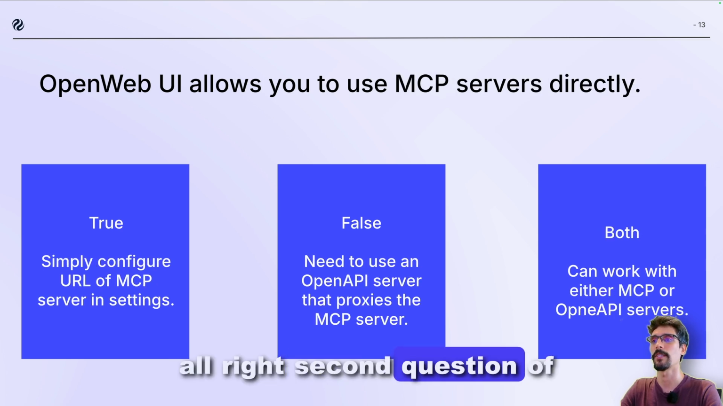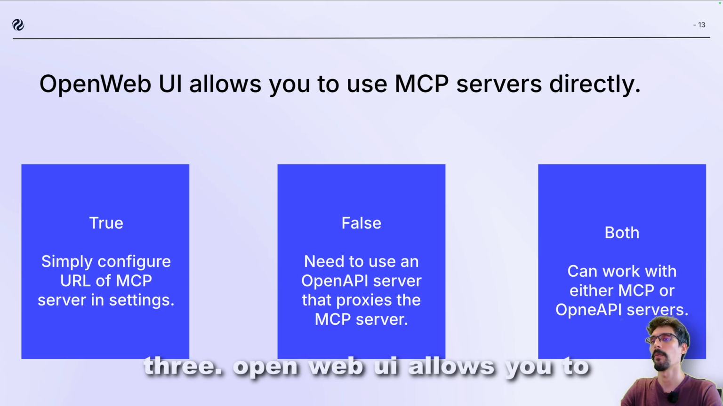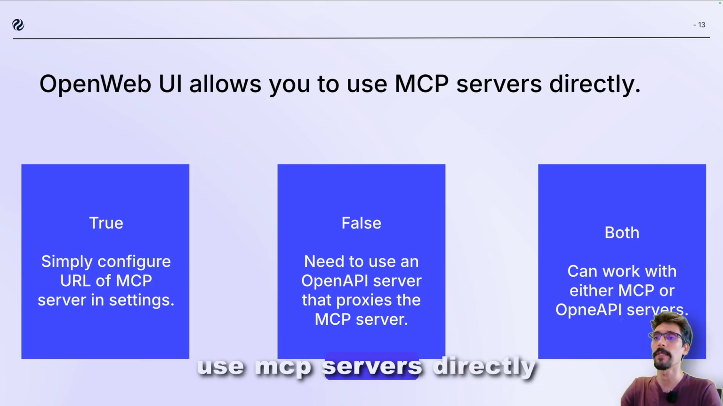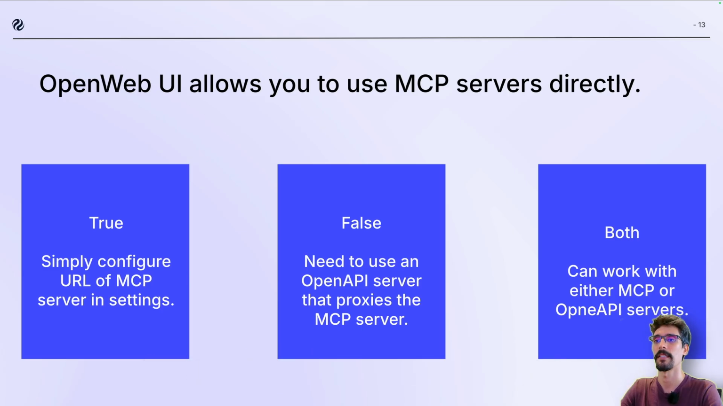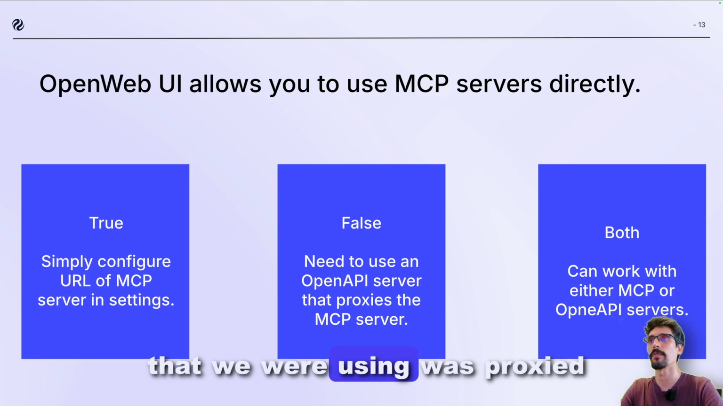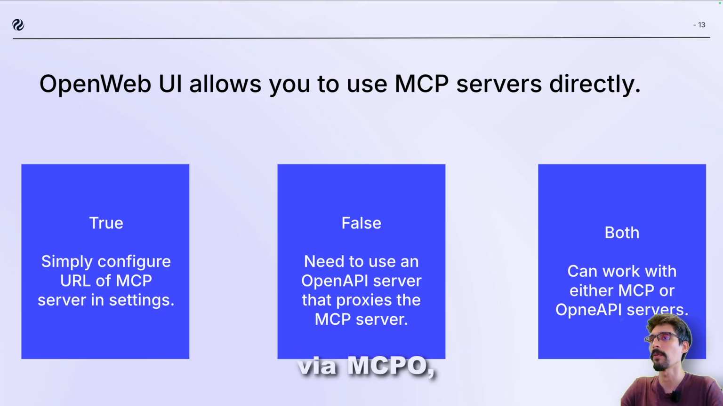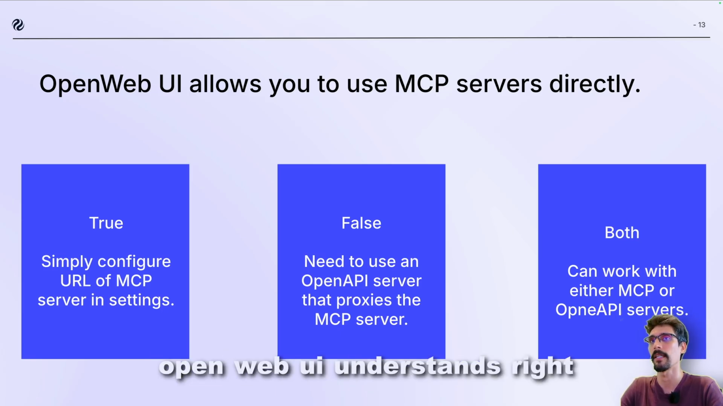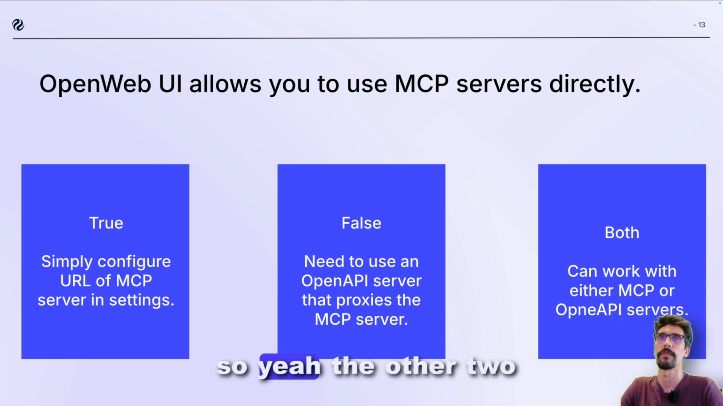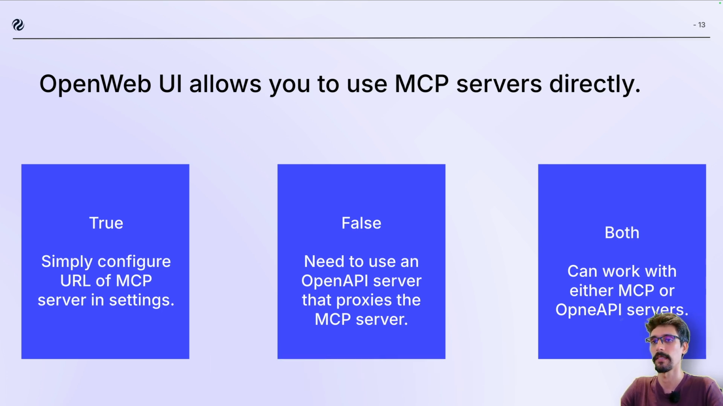All right, second question of three. OpenWeb UI allows you to use MCP servers directly. Give you a second to think about that. And the answer is this, false, right? The MCP server that we were using was proxied via MCPO into a format or protocol known as OpenAPI, which OpenWeb UI understands, right? So yeah, the other two options are incorrect.